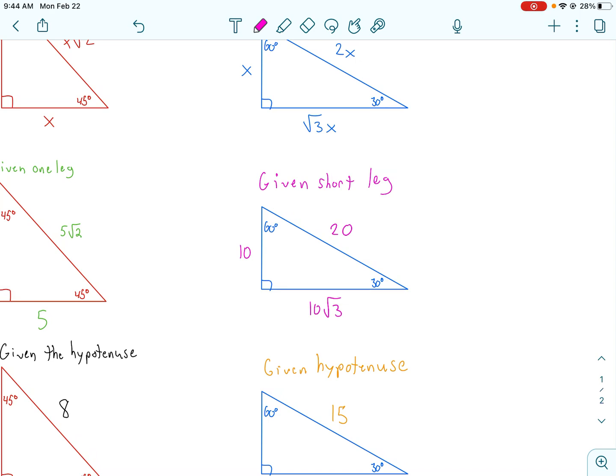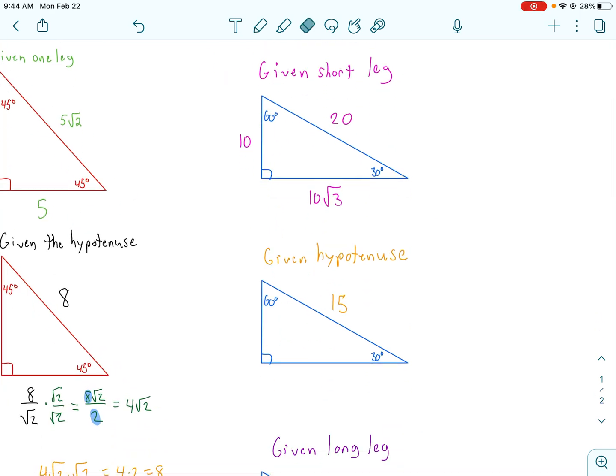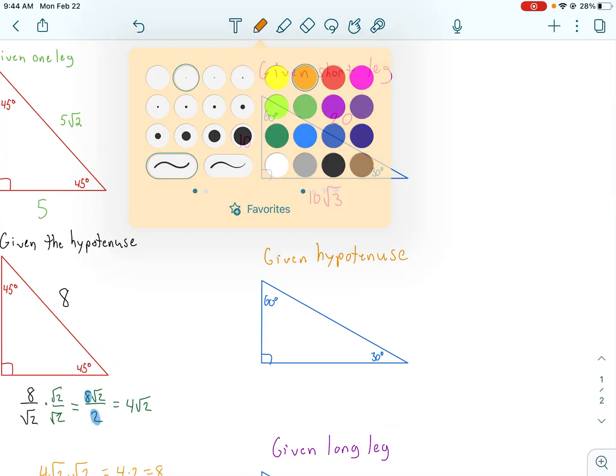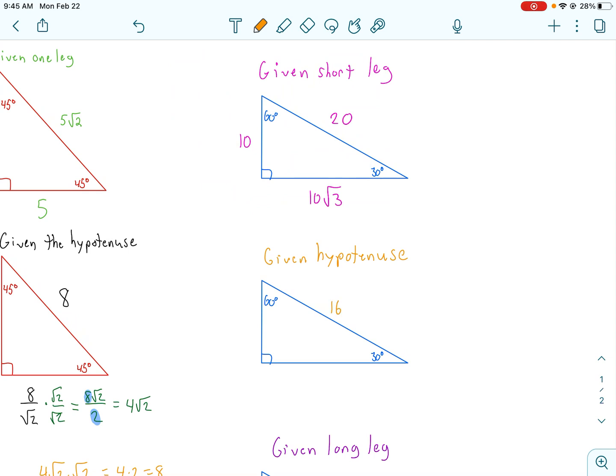Done. 2 points. If you're given the hypotenuse, I'm actually going to change this number, make it a little easier. Make it an even number. Because the short leg is half of the hypotenuse. Because the hypotenuse is double the short leg. So just here we went short leg and doubled it to get the hypotenuse. So to go backwards, we're going to take the hypotenuse, cut it in half to give us our short leg.